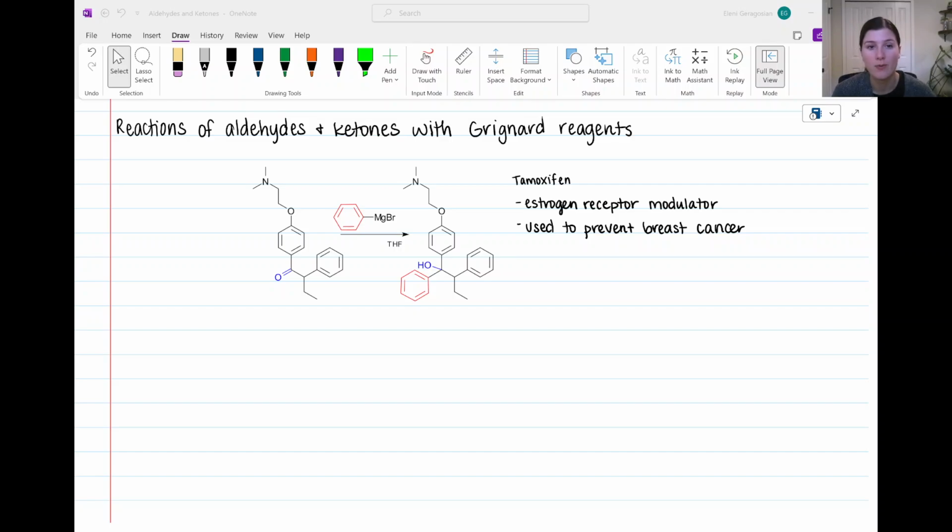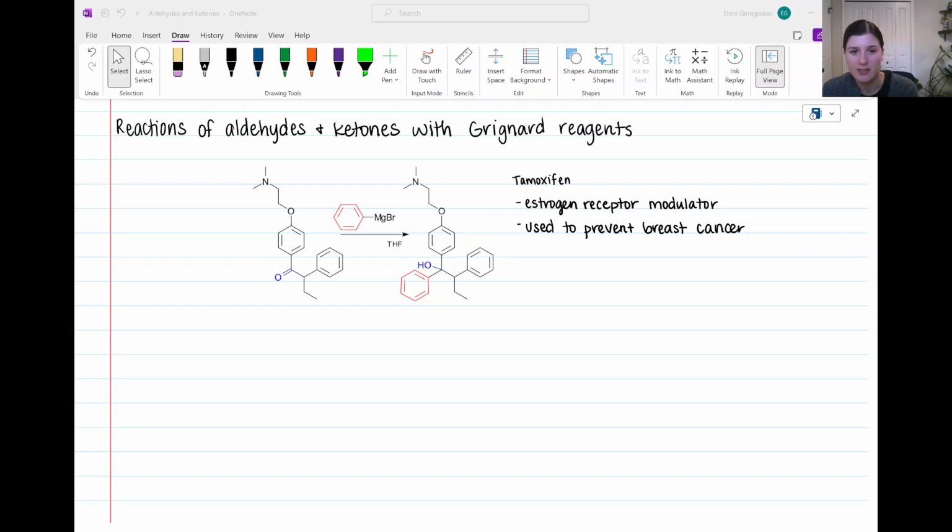Here we'll talk about reactions of aldehydes and ketones with Grignard reagents. This is an example of this type of reaction. This is one way to synthesize the medicine tamoxifen. This is an estrogen receptor modulator and it's used to prevent breast cancer. There are many applications of these types of reactions where we're adding Grignard reagents. But this is just one to emphasize what's going on and the usefulness of it.